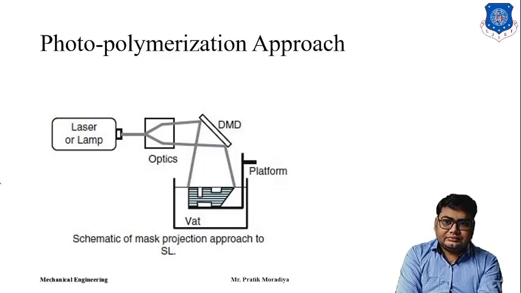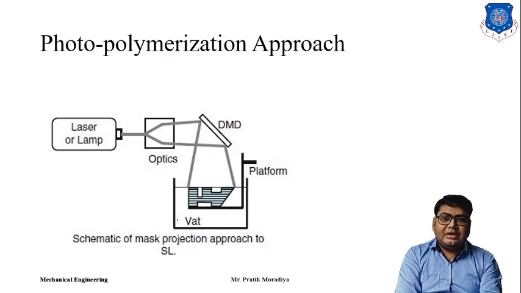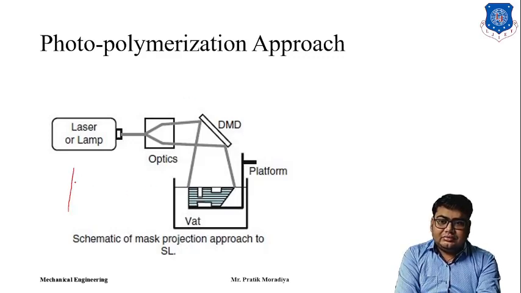And you can use this photopolymerization approach also, in which we mask our entire projection in a single go. So what we are doing is we are having some mask of each layer, and it will be dynamic masking most of the time.